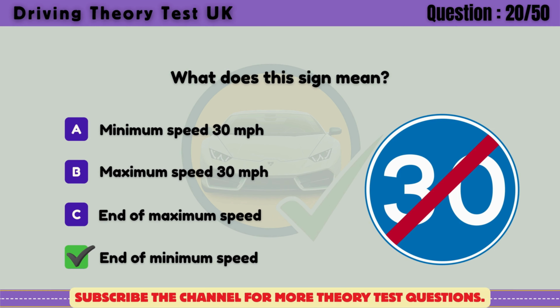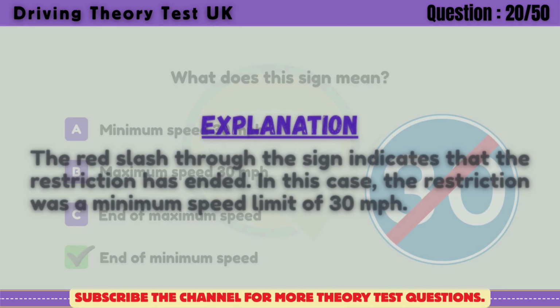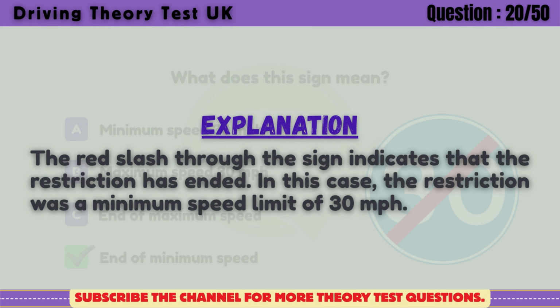Answer is D. End of minimum speed. The red slash through the sign indicates that the restriction has ended. In this case, the restriction was a minimum speed limit of 30 miles per hour.